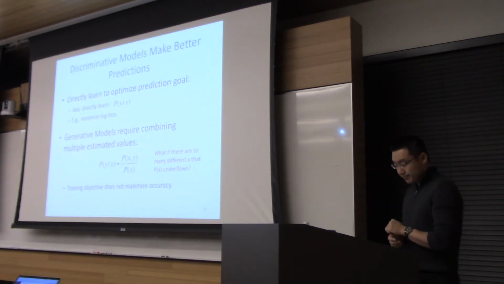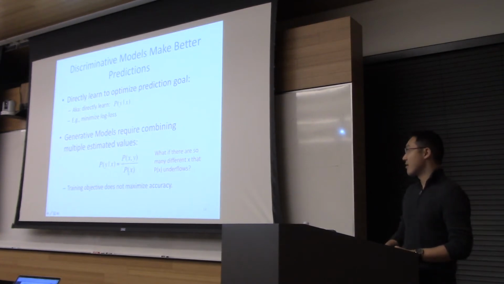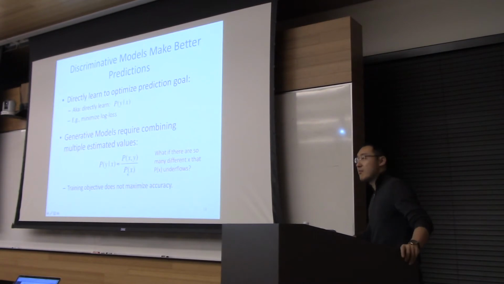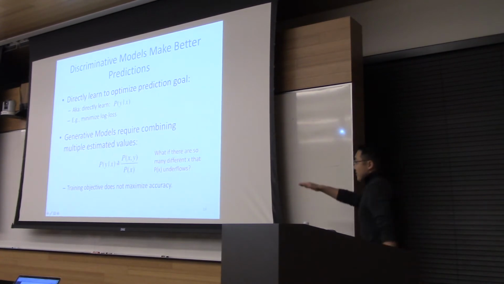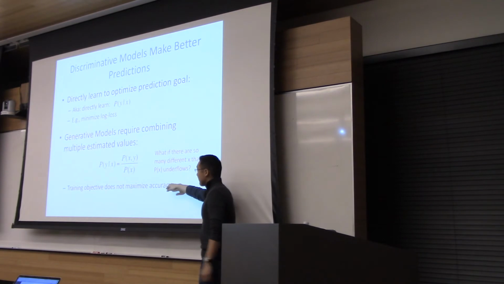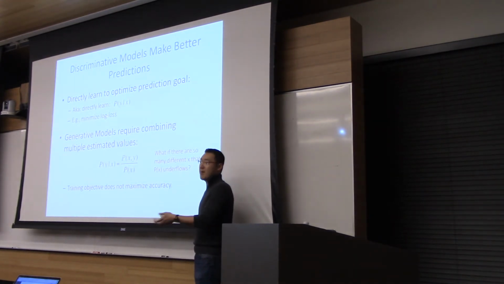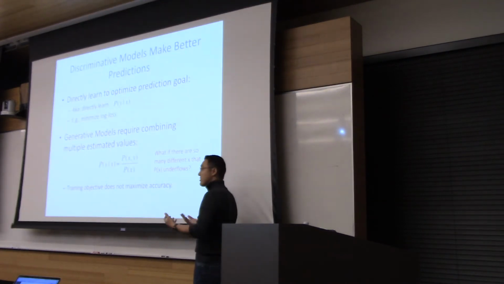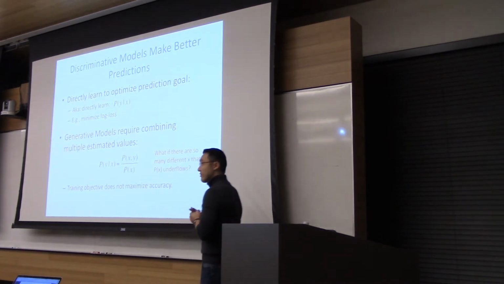Generative models require learning much more than what you need in order to make this prediction. You have to learn this, and then from this infer this, and there are so many ways that you can learn a miscalibrated model that can make really bad predictions if your goal is to predict y given x. And the training objective doesn't even maximize accuracy. The training objective isn't to maximize p of y given x. It's to maximize p of x comma y, or p of y comma x. So the learning objective is not actually aligned with maximizing p of y given x, which is what the logistic regression learning objective is.